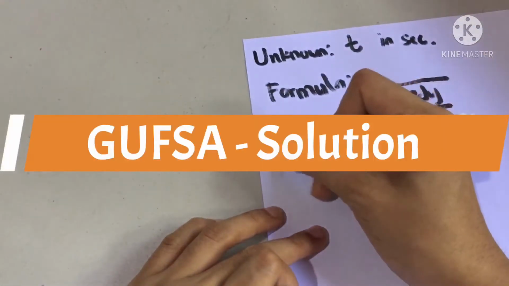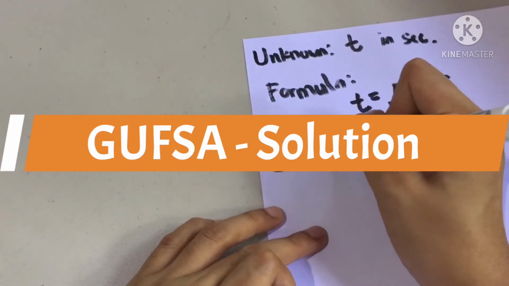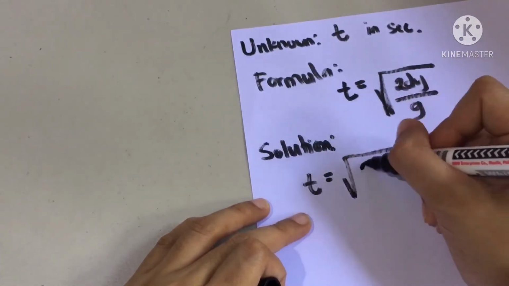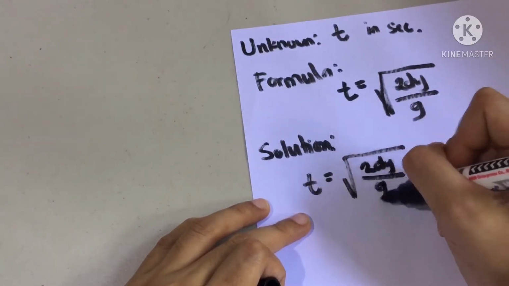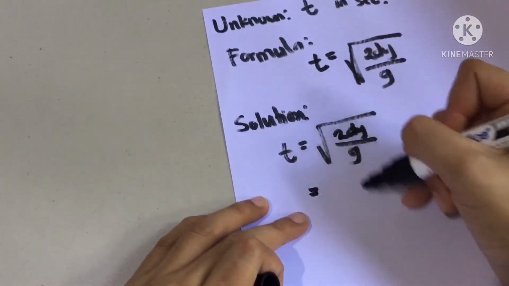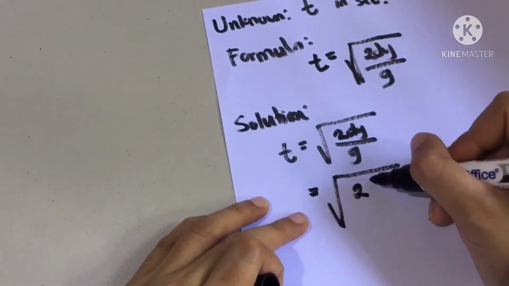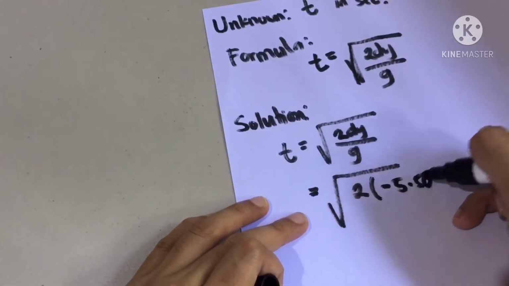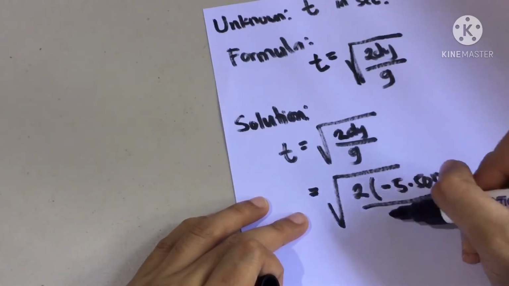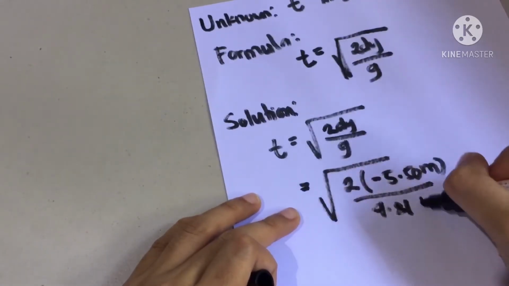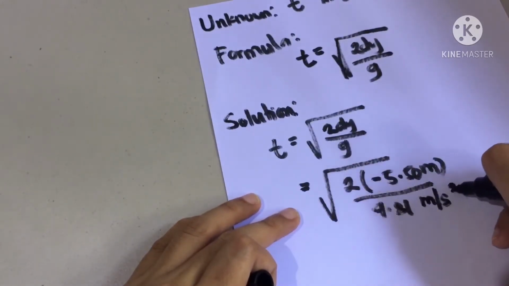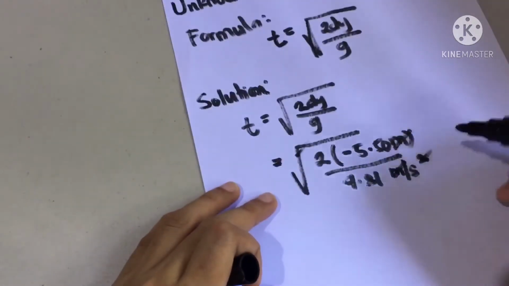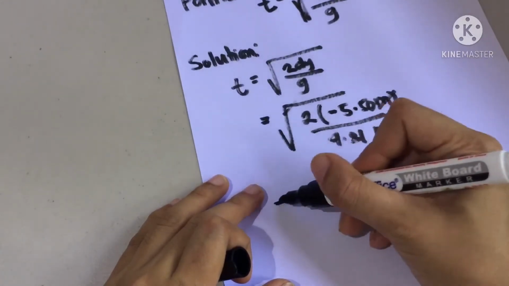Let's proceed with our solution. Time is equal to the square root of 2dy divided by gravity. Substitute the values: square root of 2 times our distance, negative 5.50 meters, divided by 9.81 meters per second squared. The meters cancel, and then we take the square root, so seconds remain.